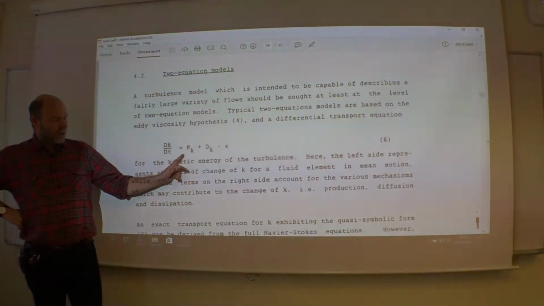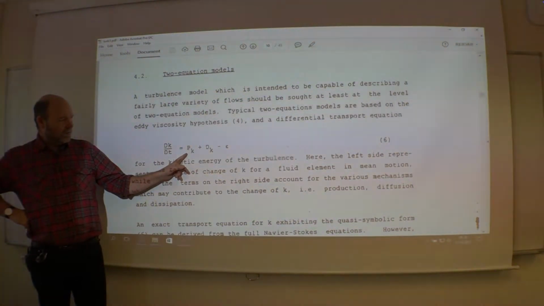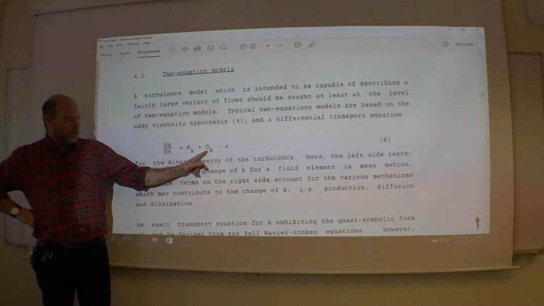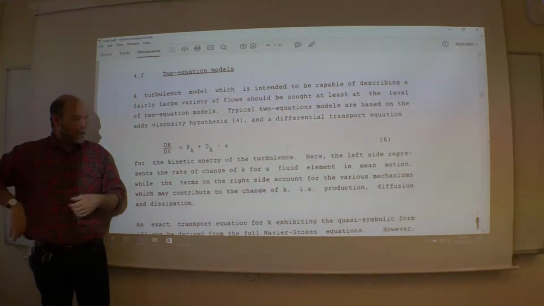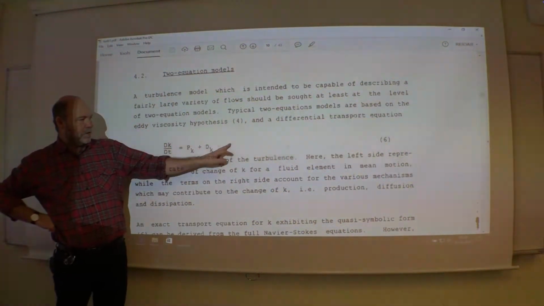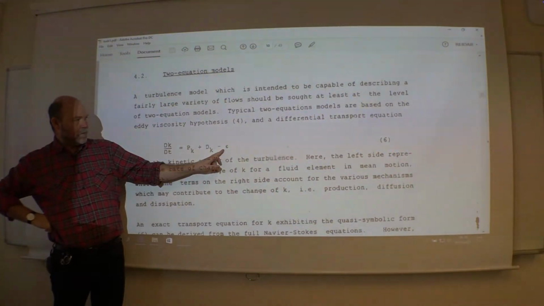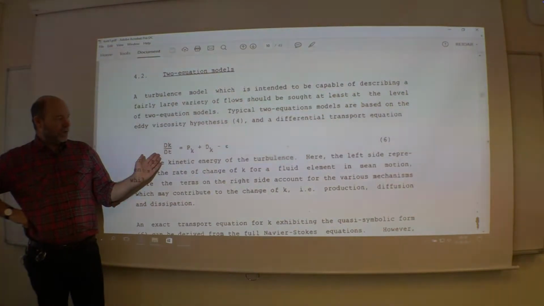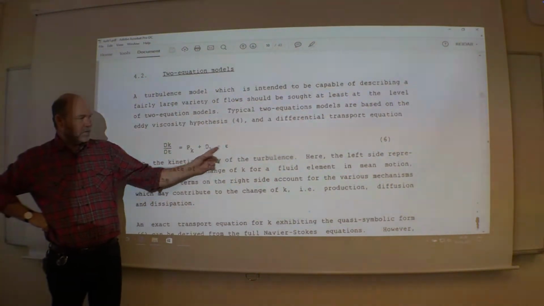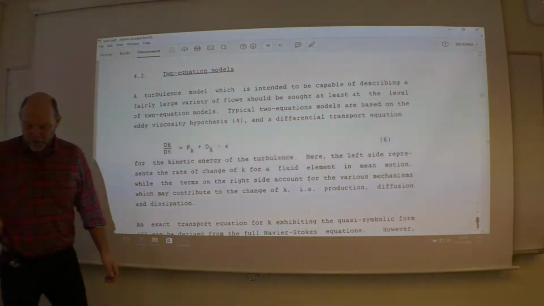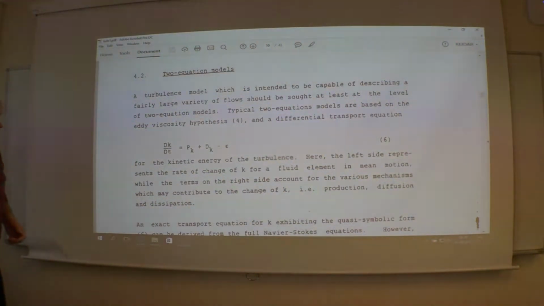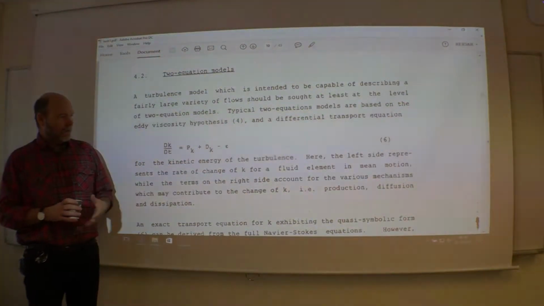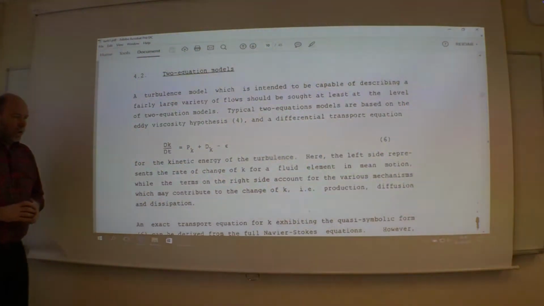You have something that produces this quantity. You have something that diffuses it, sort of moves it around within a volume. And then you have something that destroys it, some dissipation. So for any transport property, of course, these three terms have to be present: something that creates it, something that destroys it, something that's moving it around.